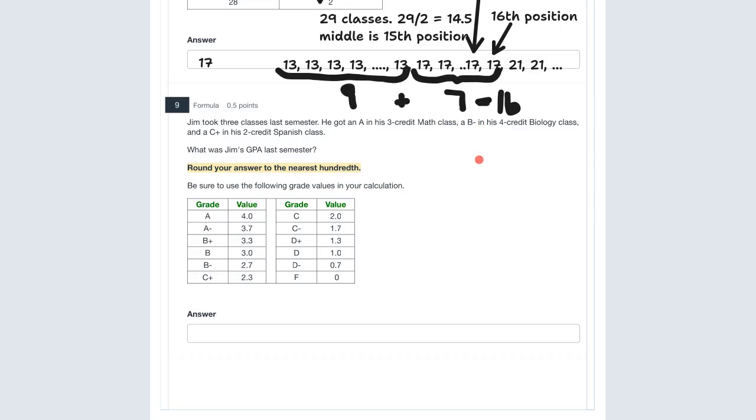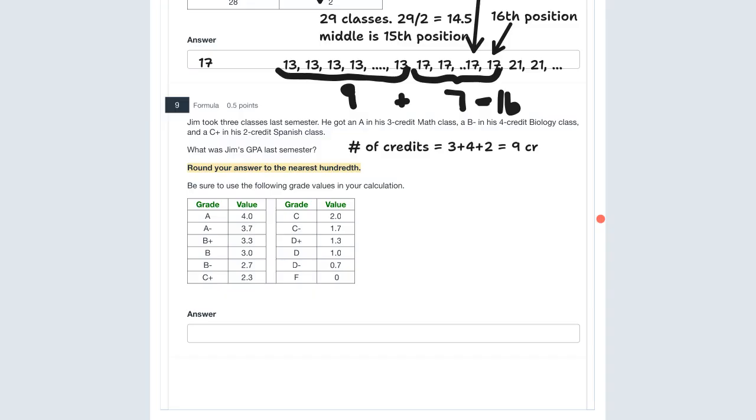Let's do a GPA one. When we do a GPA, the most common mistake for a GPA is students divide by the number of classes. You don't divide by the number of classes, you divide by the number of credits. So the first thing to note is the number of credits. There is a 3-credit math class, a 4-credit bio class, and a 2-credit Spanish class. This is 9 credits. So that's going to be the denominator in our fraction.